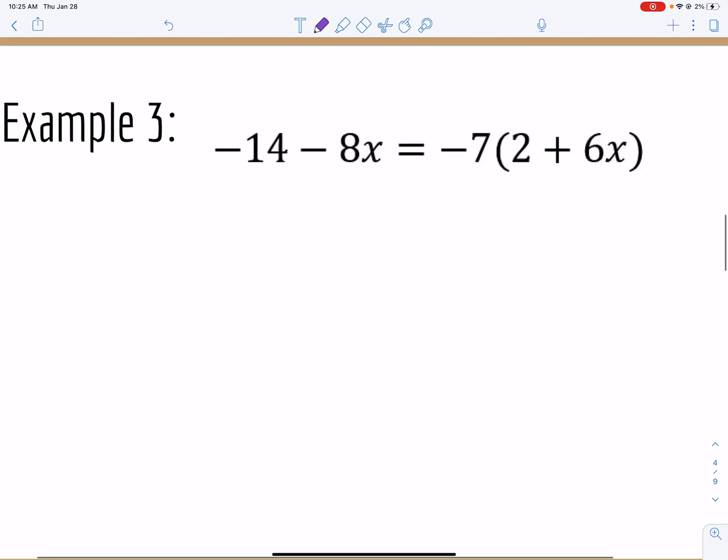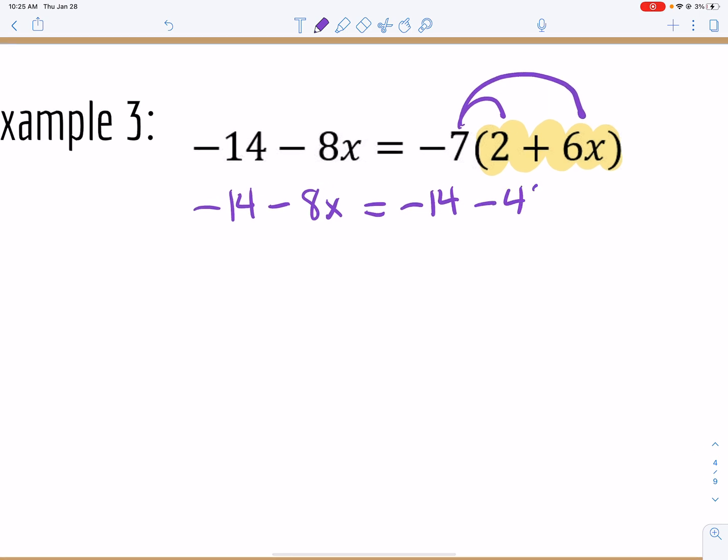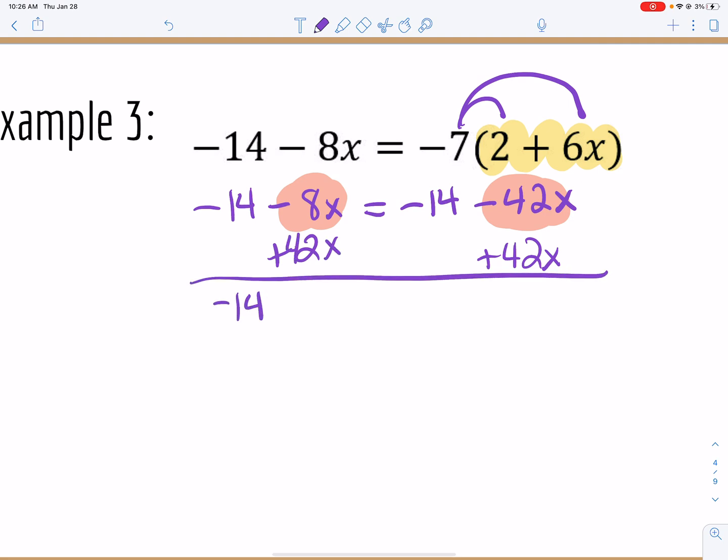All right, so I'm going to work this one with you, and then I'm going to have you try the next one on your own. So once you have parentheses, you've got to take care of that first. So the first thing I'm going to do is negative 14 minus 8x equals a negative 14 minus 42x. Okay, so if I look, I have x's on opposite sides. So I'm going to add 42x because now they'll be on the same side. So this is a negative 14. 42 minus 8 is plus 34x equals a negative 14.